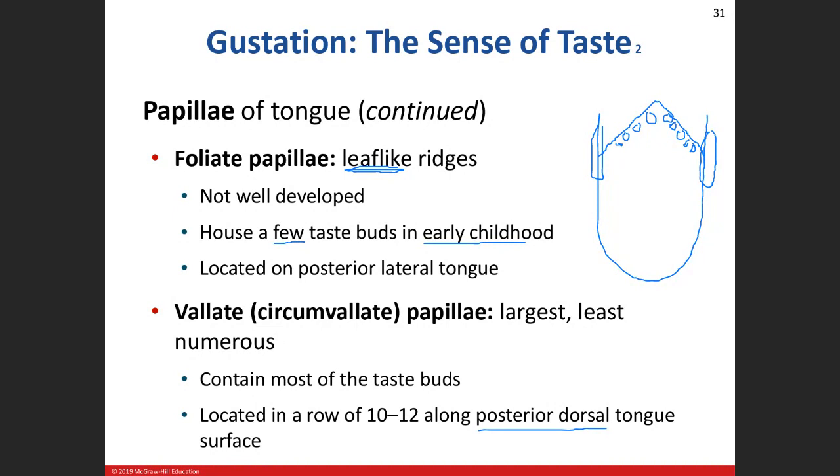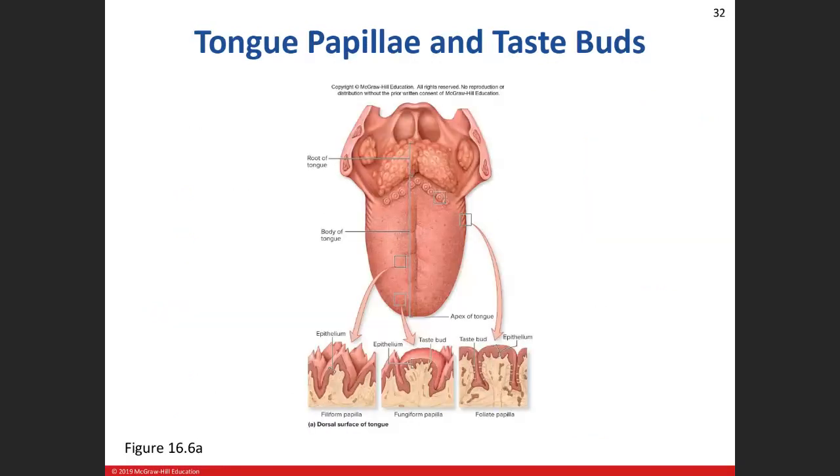So now what I want to do is go over the actual anatomy of one of our taste buds. If you see here in this picture of the tongue, you have the filiform on the anterior 2/3, but there's no taste buds in these filiform. The fungiform are going to be on the sides here and the tip. And then we have the foliate, the leaf-like ones.